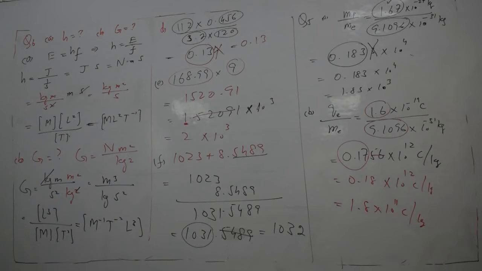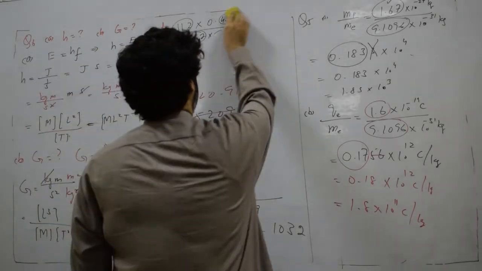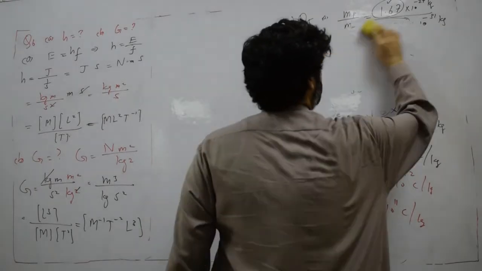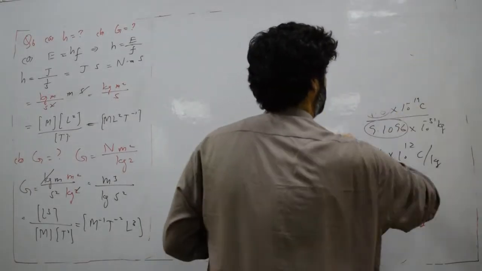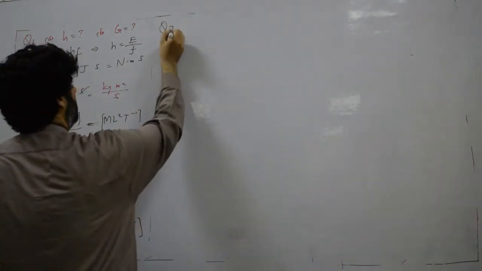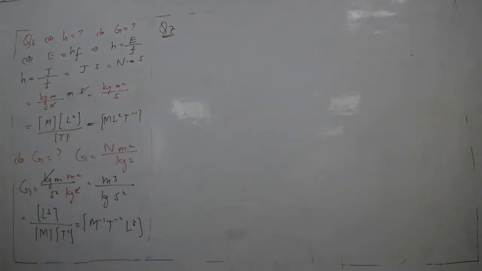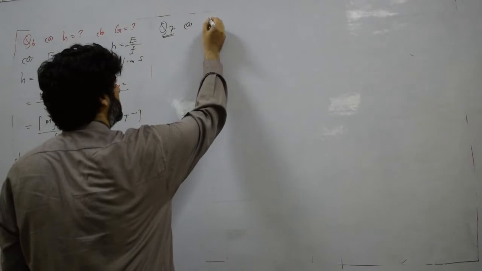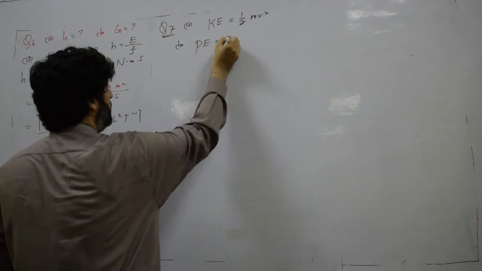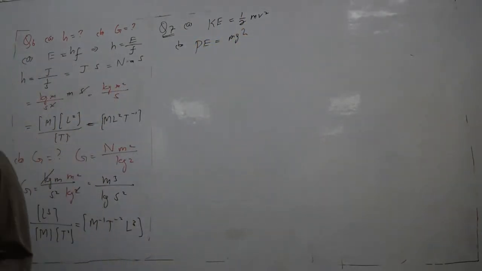Okay, now come towards the last numerical, that is numerical number 7. Numerical number 7 is the last numerical of this chapter. Show that kinetic energy is equal to half mv square and potential energy is equal to mgh are dimensionally correct. So this question has two parts. Kinetic energy is equal to half mv square and potential energy is equal to mgh. So we have to prove whether these equations are dimensionally correct or not.